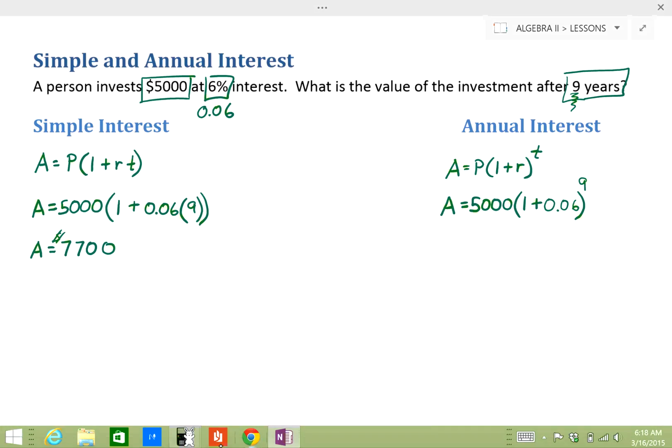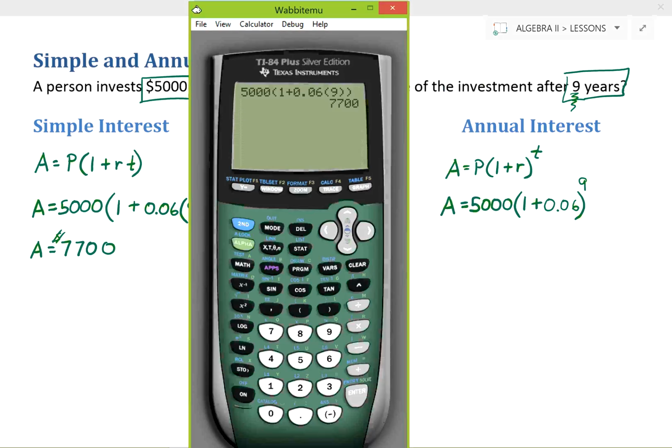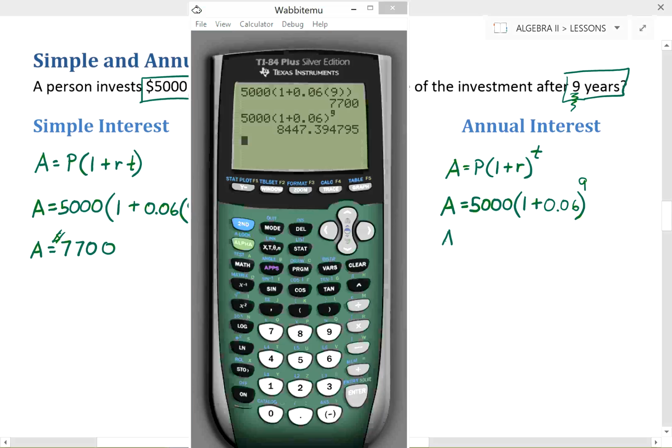Okay, so calculator back out. Let's calculate this amount. That's going to be 5,000 times 1 plus 0.06. And I'm going to close the parenthesis off so it's a little bit different. Keep that in mind. And then to the power of 9. Now hit enter, and I get the value of $8,447.39.